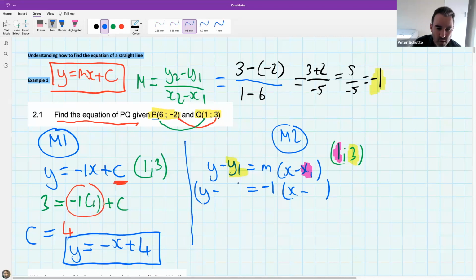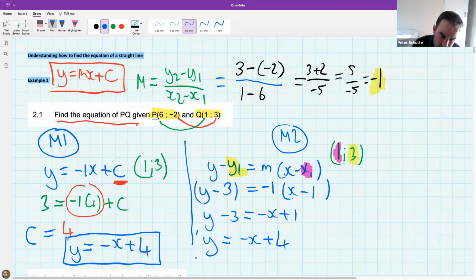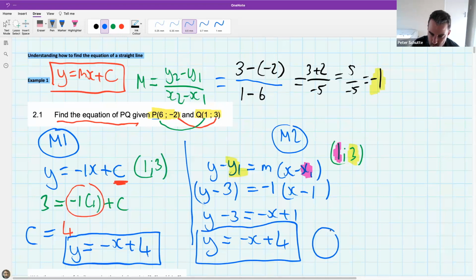Go back. y minus 3 equals -1 times (x minus 1). And then I get y minus 3 is -x plus 1. And then when I bring the 3 across, I add 3 on both sides, I get y equals -x plus 4. And so the good news is for you and me that both methods get us to the same answer.